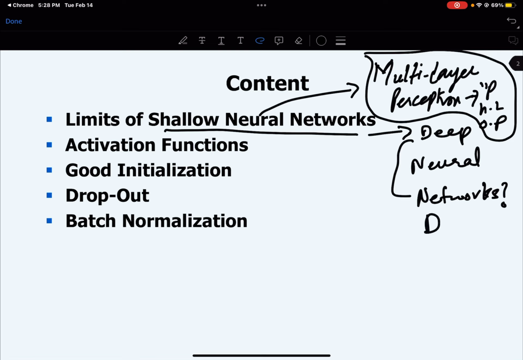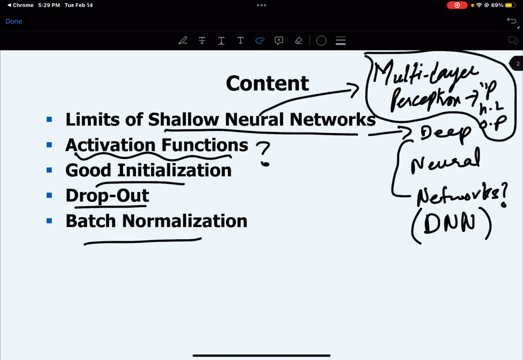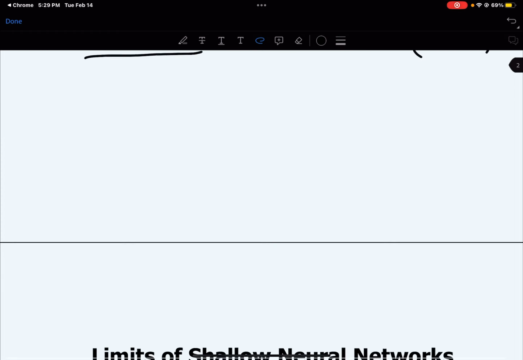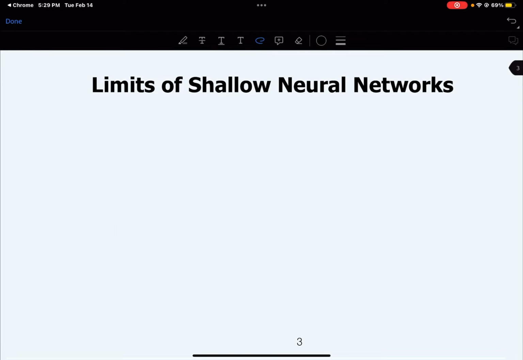We will also look at the different types of activation functions. We have to choose among different activation functions depending on our application and the training of our model. Then the importance of good initialization, and what dropout and batch normalization are. So first, what are the limitations of shallow neural networks?